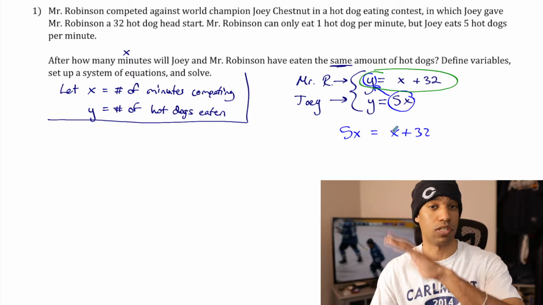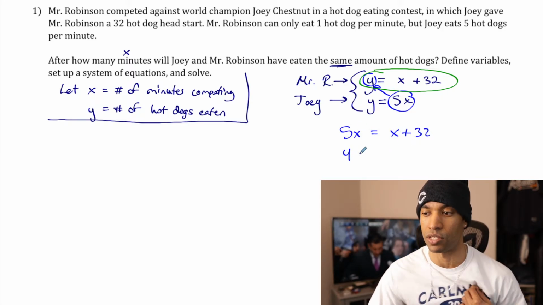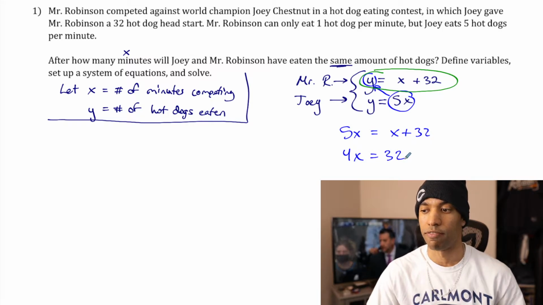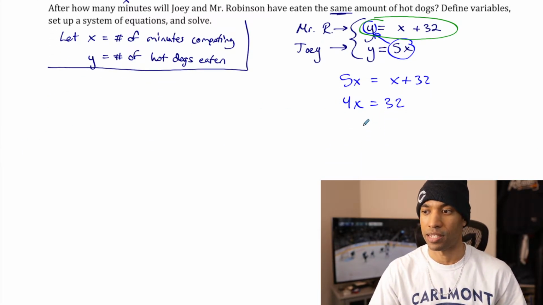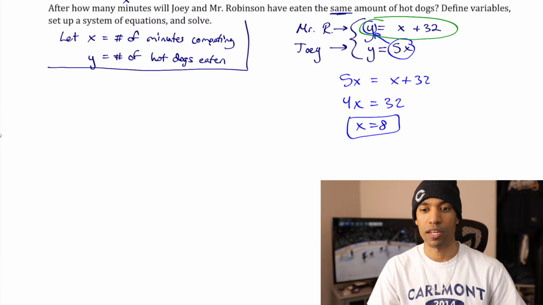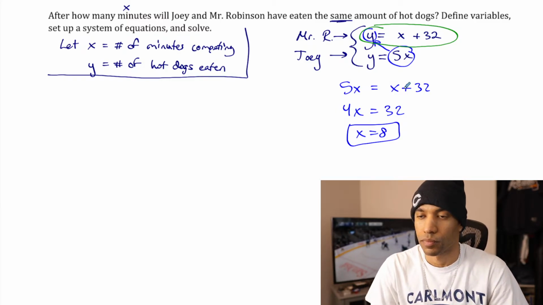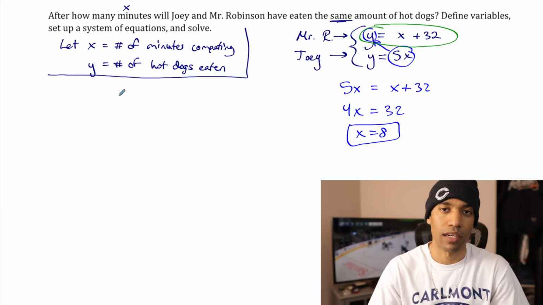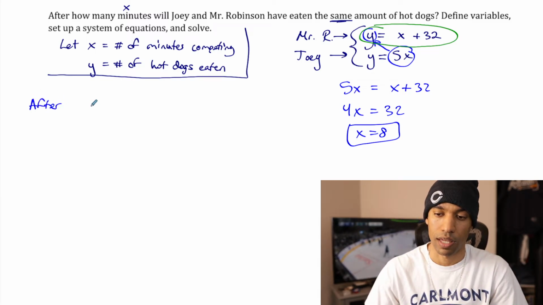So, solving for x. I'm going straight into it, guys. Subtracting x from both sides. 4x equals 32. Dividing both sides by 4, we're going to get x equals 8. Now, the question being asked was, after how many minutes will Joey and Mr. Robinson have eaten the same amount of hot dogs? We have to answer that in words. After 8 minutes. 8 is the number of minutes, right? After 8 minutes.